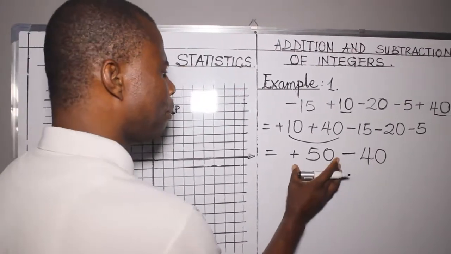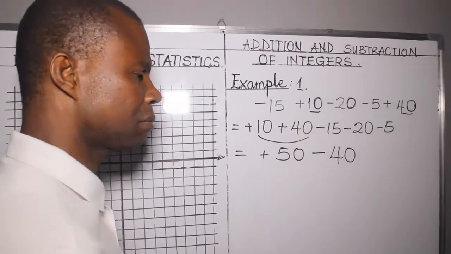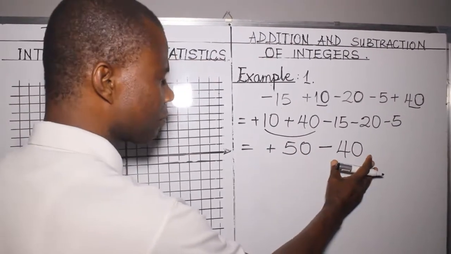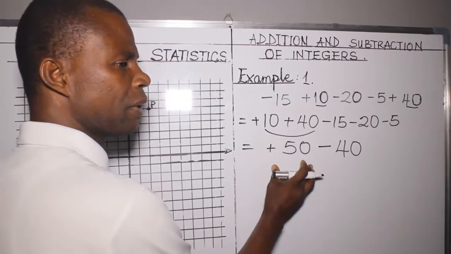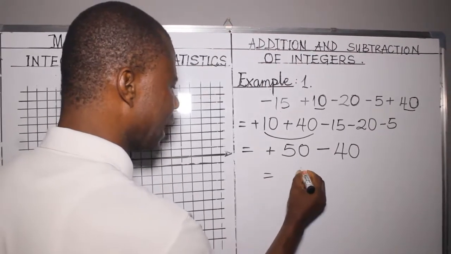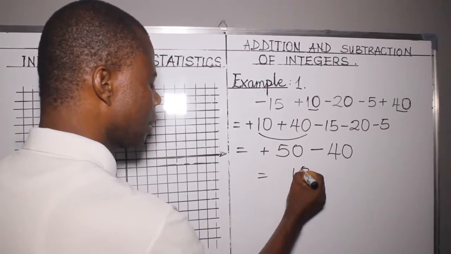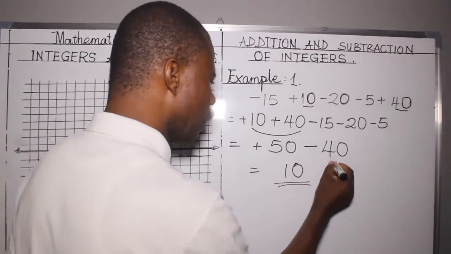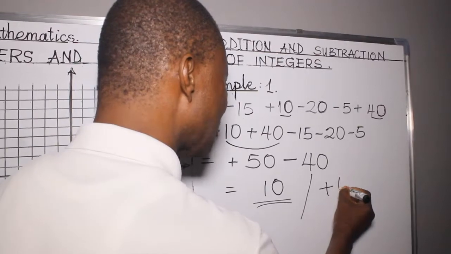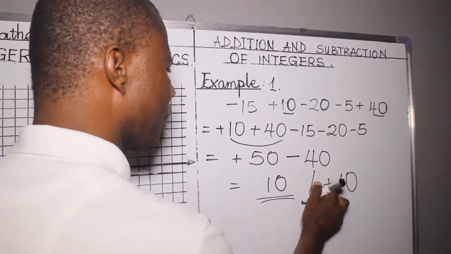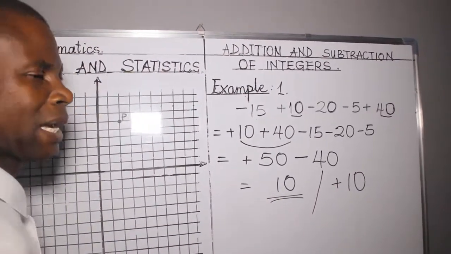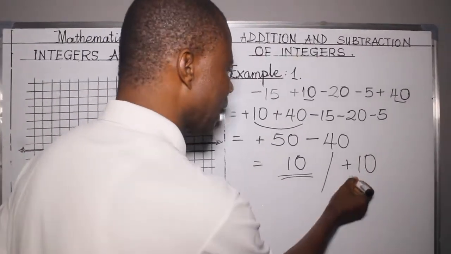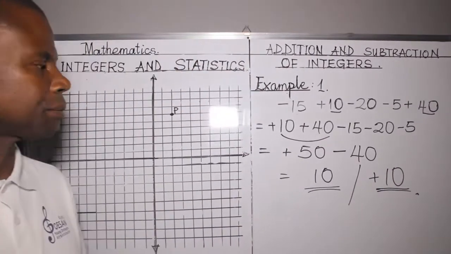Now, plus 50 minus 40. This is positive, this is negative. We can take 40 from 50, and the answer is 10. And that's our final answer. And this can also be written as plus 10. But preferably, we write 10. But there's nothing wrong with writing plus 10 as the answer.